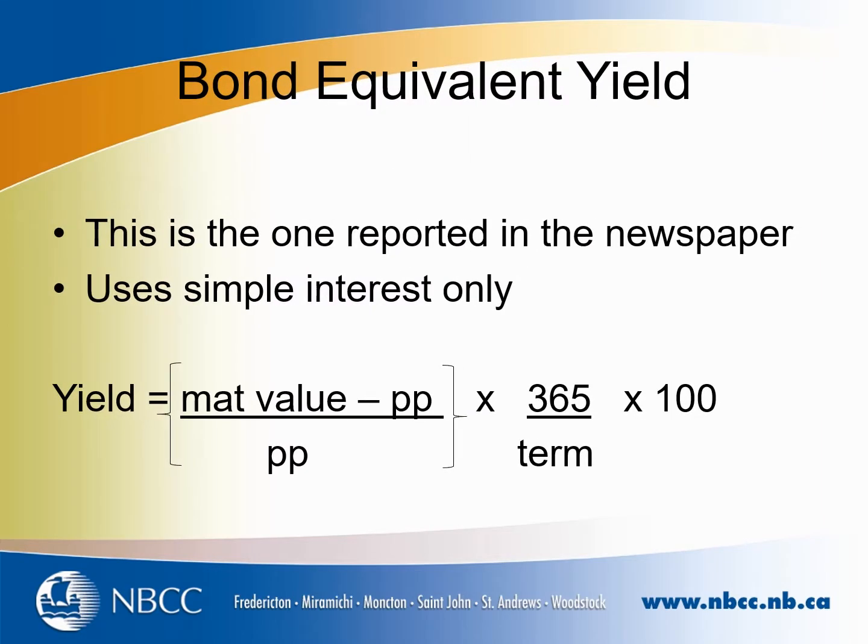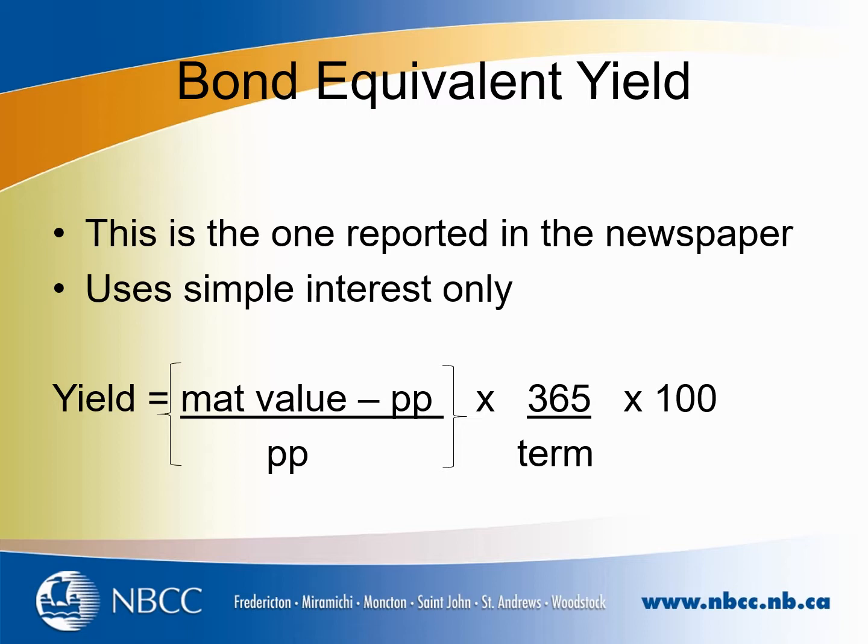The bond equivalent yield is the most common yield calculation to be done for a Treasury bill. This is because this is the yield that is reported in the newspaper. When you open up the newspaper and you look at the 3-month, 6-month, and 9-month rates of return on T-bills, these are bond equivalent yields that are reported.